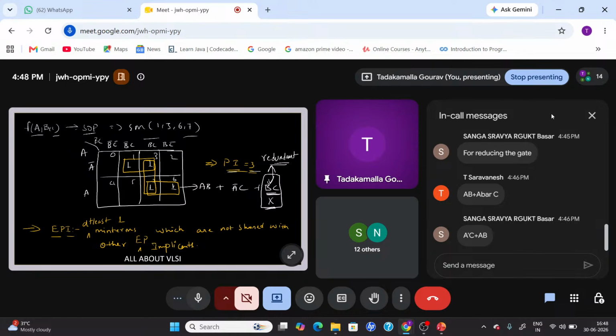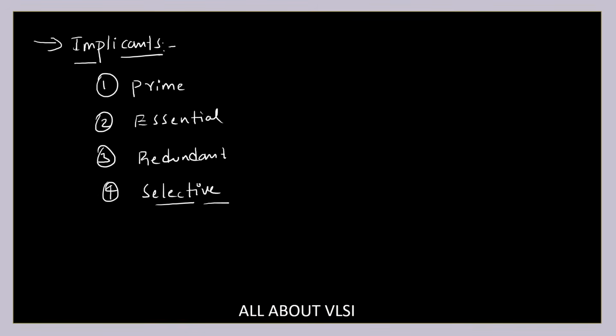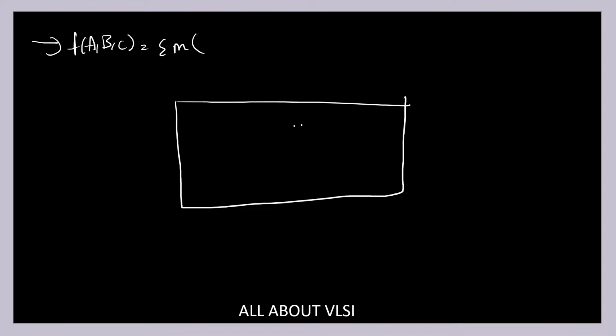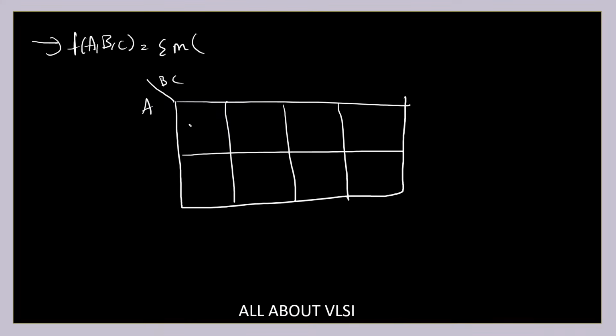Now let's see about we have completed our prime implicants, essential prime implicants, and redundant prime implicants. Now let's see about the selective prime implicants. So before starting with the selective prime implicants, let me give you one more function. F of A, B, C, I'm going to have these minterms. So I'm going to have a K-map like this. This is A, B, C. So I'm going to have one minterms like this.